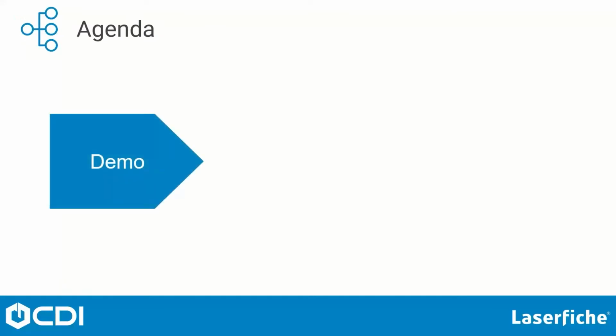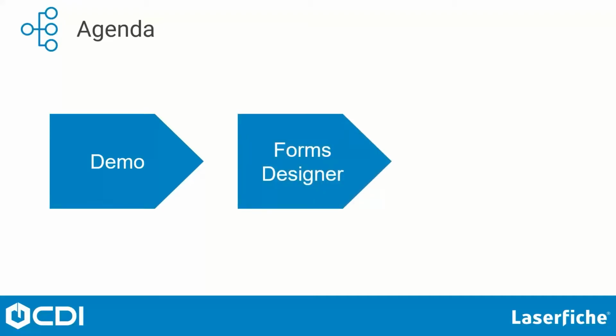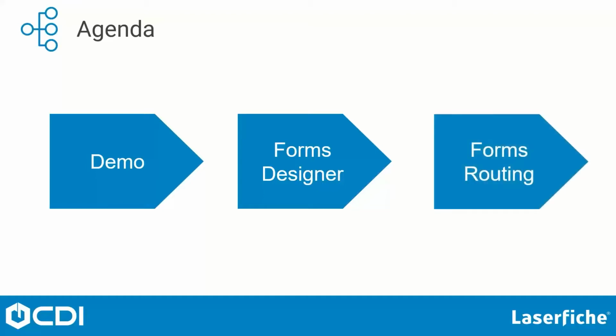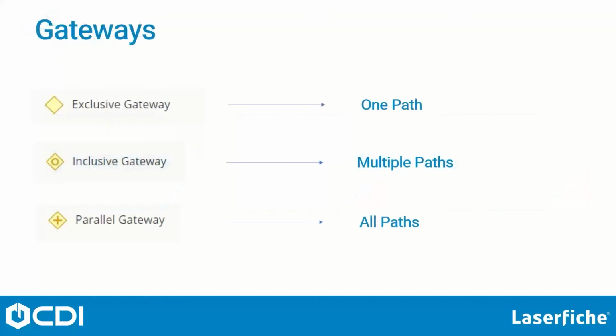To help you follow along, I'm going to begin with a demo of a solution that uses multiple approvers, multiple routing steps, so you can see the end product first. And then we'll go through and start building it from the beginning. So we'll start with the forms designer. I'll show you how we put that form together. And then we'll finish by setting up those different routing steps and those rules so you can see how we create dynamic routing in forms.